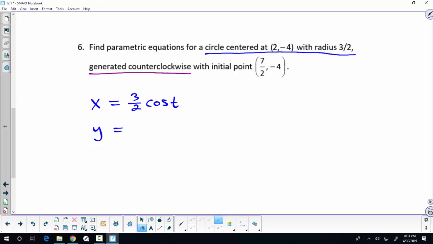And then how do we account for the center? +2. And then y would be what? Okay, good. 3/2 sine t -4. If you're going counterclockwise, b just needs to be greater than 0. So here our b would be 1, which would generate it in a counterclockwise fashion. B could be anything greater than 0, but we have to make sure that this b is giving us an initial point of 7/2, -4.